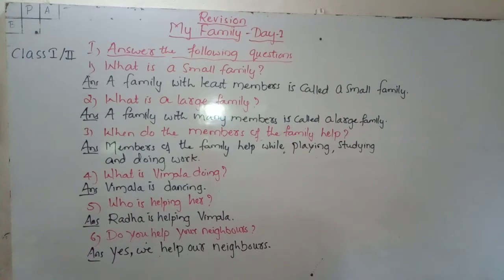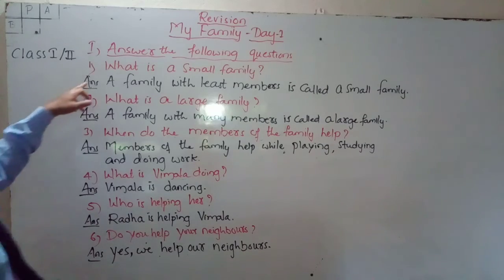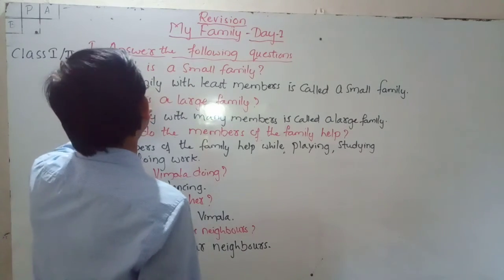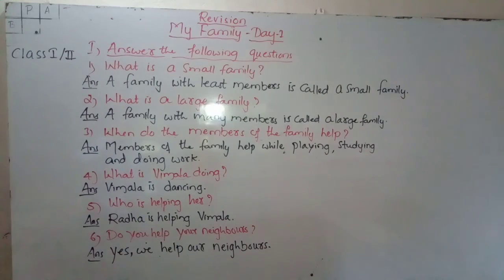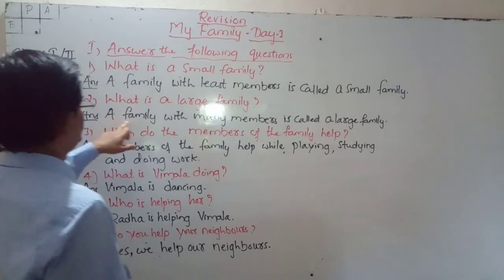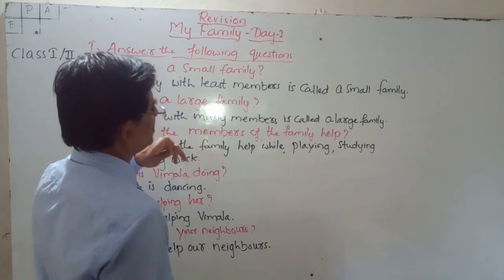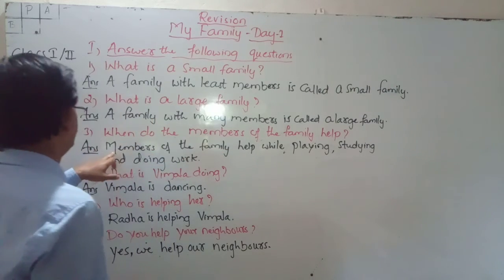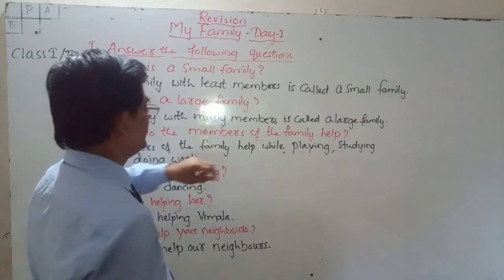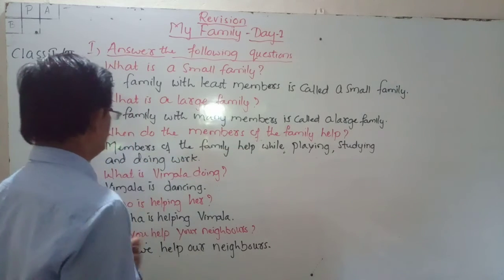So these are the few questions from the lesson My Family Revision Day 1. So what is small family? A family with least members is called a small family. Then what is large family? Family with many members is called a large family. When do the members of the family help? Members of the family help while playing, studying and doing work.